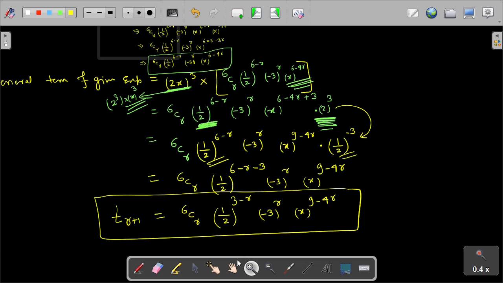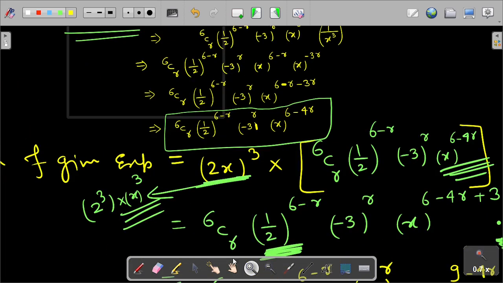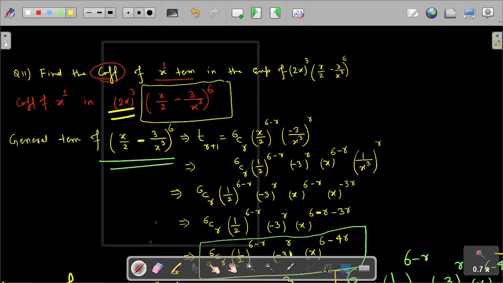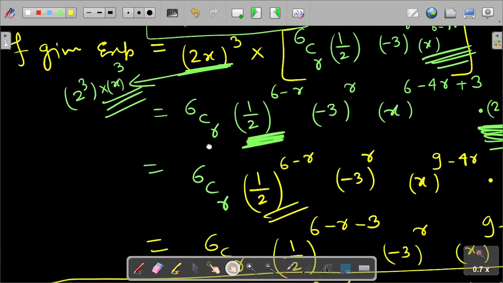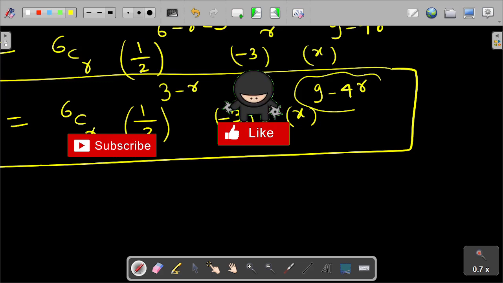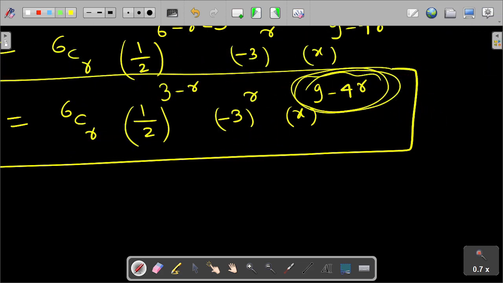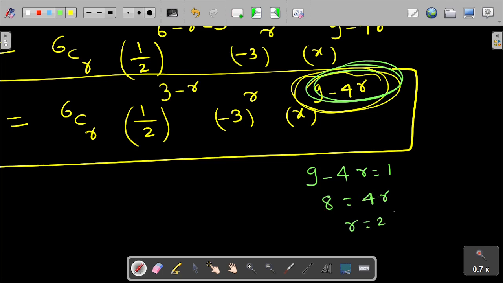Now you want that term whose x power should be 1, isn't it? You want that term whose x power should be 1. So I think we should equate this with 1. This is the final power of x. So right now we are equating 9 minus 4r equals 1. So 8 equals 4r. So from here we are getting r equals 2.